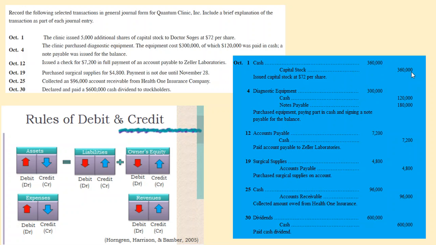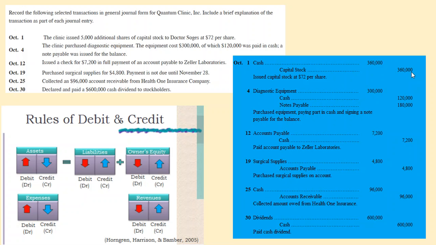Okay, now I really like the next example, and that's why I chose this problem specifically to review, because it's a perfect example of a journal entry that involves more than two accounts, but the debits and credits are still equal. So let's see what went on October the 4th. On October the 4th, the clinic purchased some diagnostic equipment. The equipment cost $300,000. They paid $120,000 in cash, and they issued a note payable for the remainder, which would be the balance of $180,000.